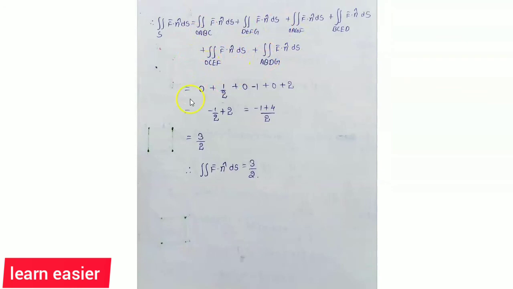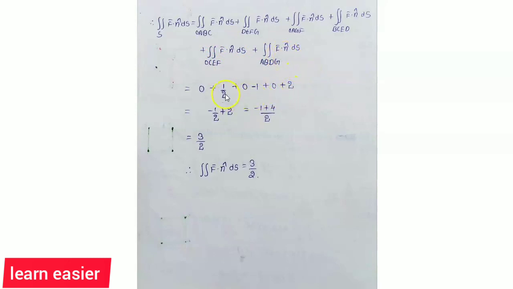So after adding, for OABC, that is z is equal to 0, we got 0, and for DEFG, that is z is equal to 1, we got 1 by 2, and for OAGF, for y equal to 0, we got 0 here, and for the BCED surface, for y equal to 1, we got the surface integral minus 1, plus for x is equal to 0, the surface OCEF is 0, and for ABDG, for x is equal to 1, we got the surface integral 2.